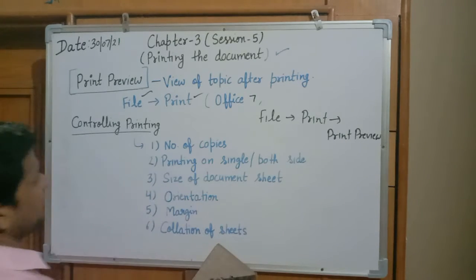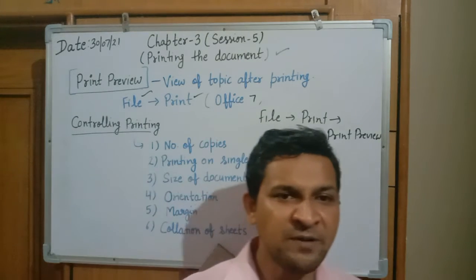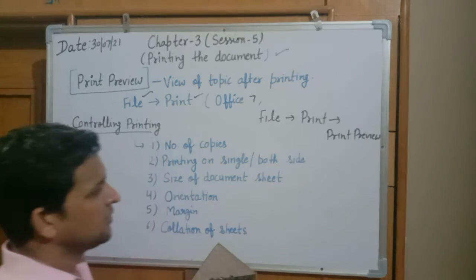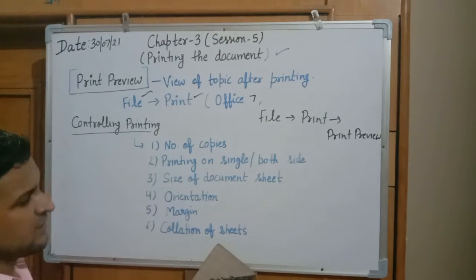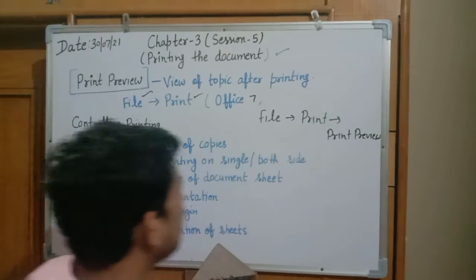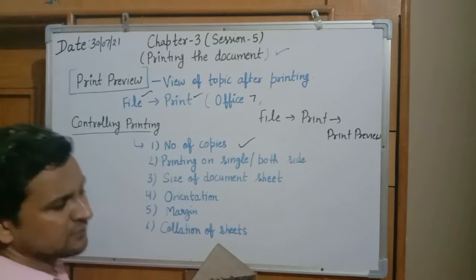Next topic is controlling the printing. How to control the printing when we are taking a printout from the computer system? Which types of settings are required for printing a document? It means how to control the printer output. To control the print output, we have so many points when we are giving the printing command.